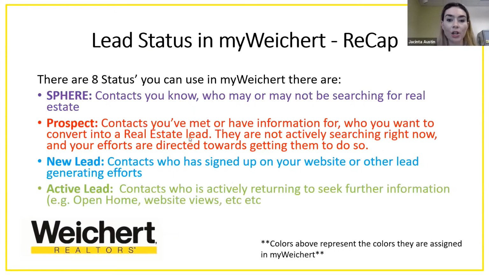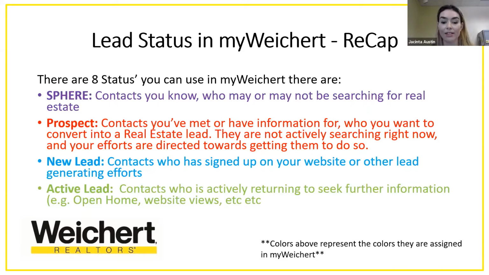Okay, so just a quick recap. So in MyYCart, there are 8 statuses. So there's Sphere, which is contacts you know, but they may or may not be searching for real estate. You have prospects, which you have met and they want information. You're trying to convert them into a lead and directing them in that way. A new lead, of course, is someone who signed up on your website or other lead generating efforts.